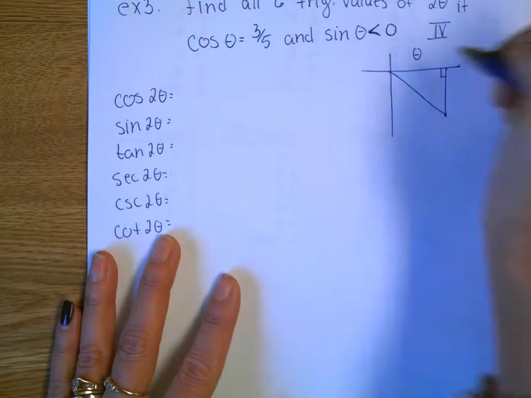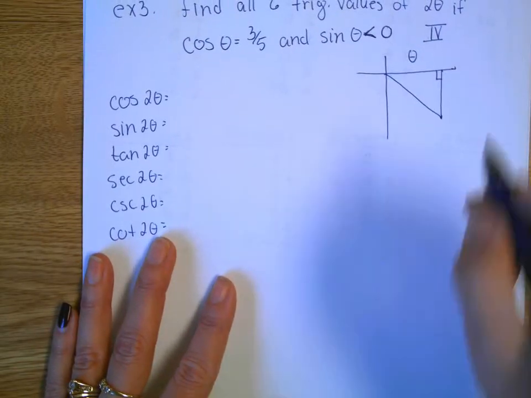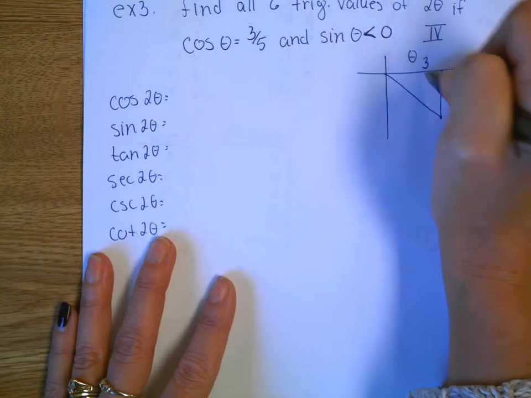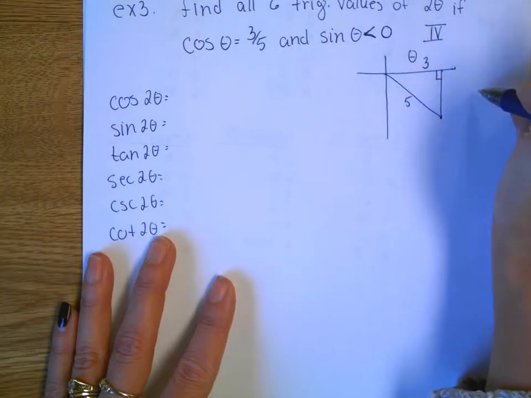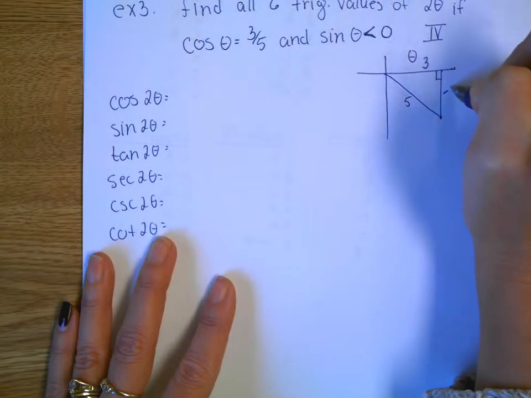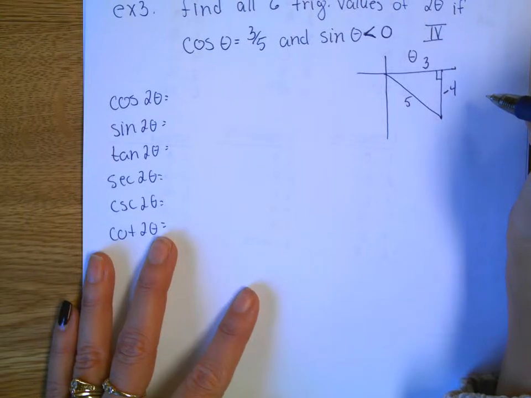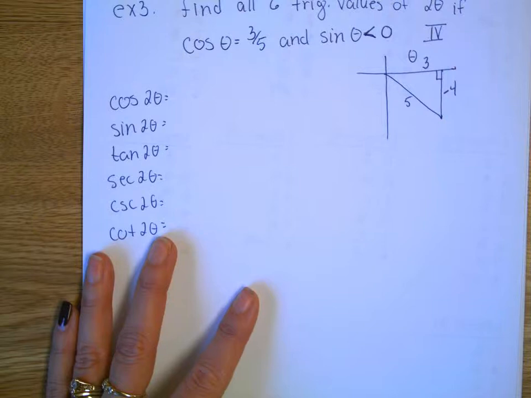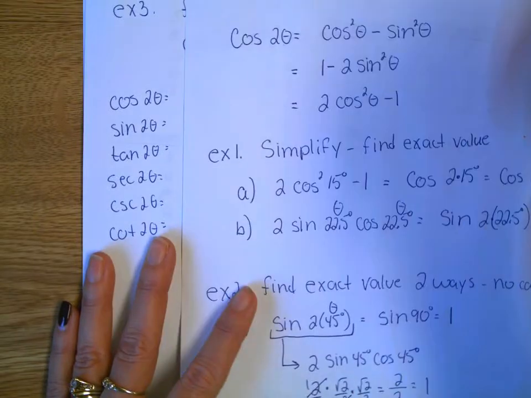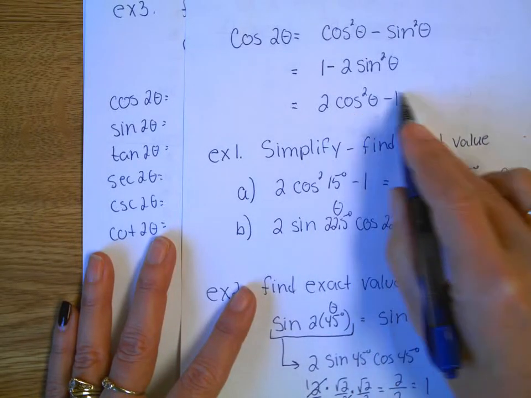So this is my angle theta. It's in quadrant 4, and I know the cosine is 3/5. What does that make my missing side? -4. You should be picking up on 3, 4, 5. Nice job, Austin. I could have found the cosine first because there is an identity with just cosine in it. I could have gotten this one out of the way.